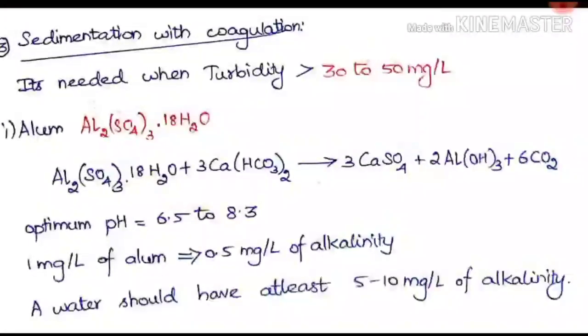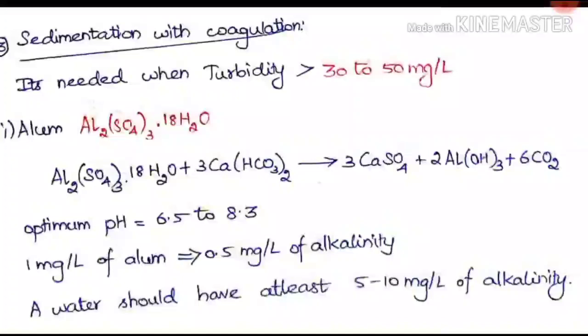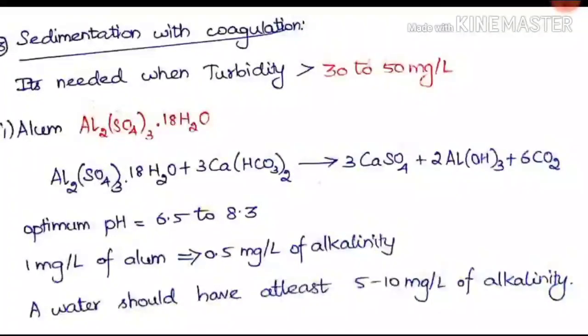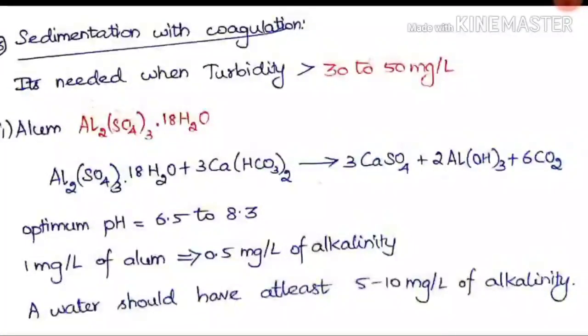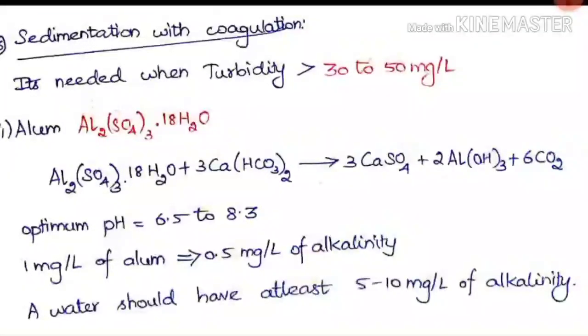First is alum. It is aluminium sulfate and you can see the chemical formula for that, because in the objective type questions they will be giving the chemical formula and we have to find the correct one. So it is Al2(SO4)3 dot 18H2O, and you should be clear with the process that is happening with the alum also, because they may ask the end products of the reaction in the objective type question. So when alum reacts with the calcium hydroxide in the water, it gives calcium sulfate, aluminium hydroxide and carbon dioxide. So the optimum pH that has to be maintained for this process should be 6.5 to 8.3. 1 milligram per liter of alum will be giving 0.5 milligram per liter of alkalinity. Normally in a water there should be 5 to 10 milligram per liter of alkalinity maintained even after the treatment. So based on that, the alum has to be added in an extra amount.